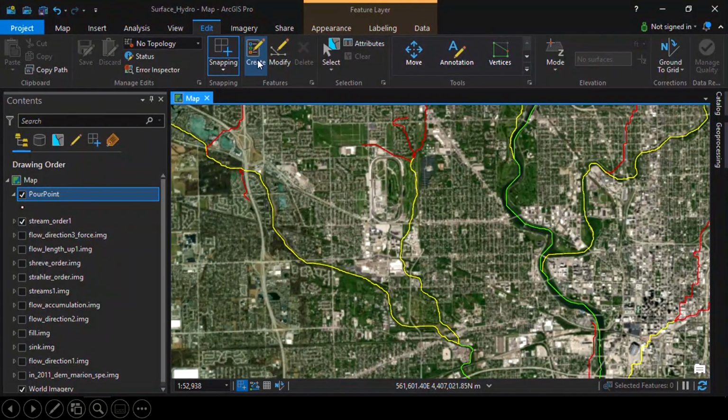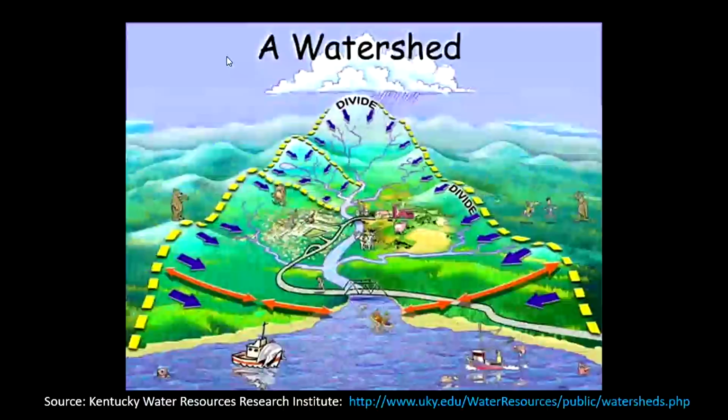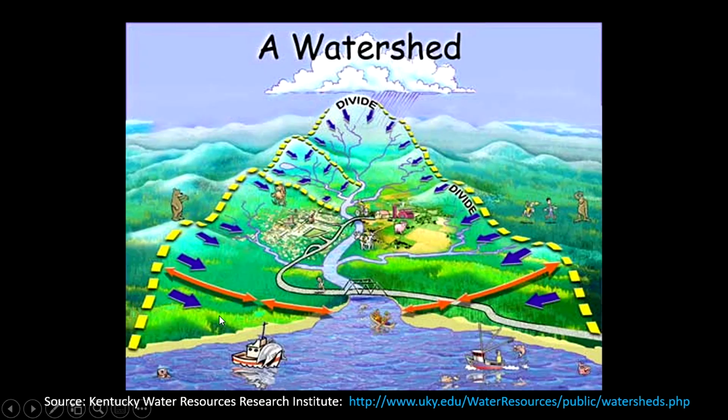So what I have over here is the create button. I click on the create button, and over here we have the pour point. Click on that square, and then, very important, I go up to the snapping up here and make sure that the snapping is turned on. It's very important because, once again, we go back to this earlier snap pour. Snap pour is where the pour point is being snapped to our flow grid.